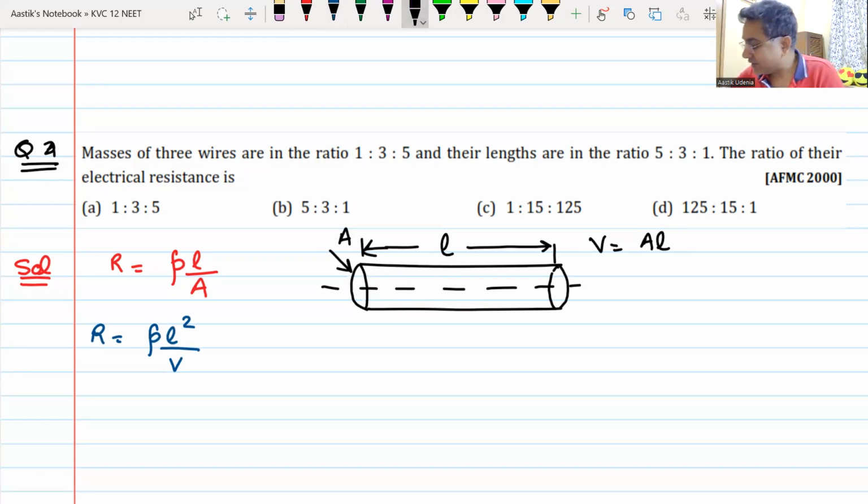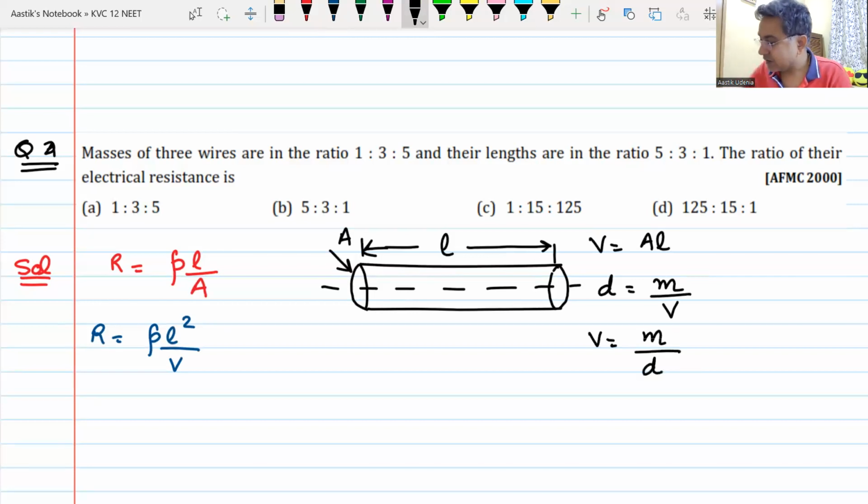Similarly, I can write the density. Normally I'll denote density by rho, but rho has been taken, so I use D for density. This D is not diameter, this D is density. Density is mass per unit volume. So from here I can write volume as mass divided by density. So now my formula becomes R equal to rho L square divided by mass into density. Yes or no?